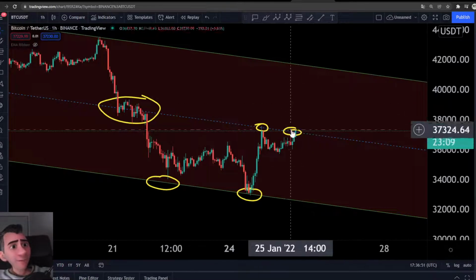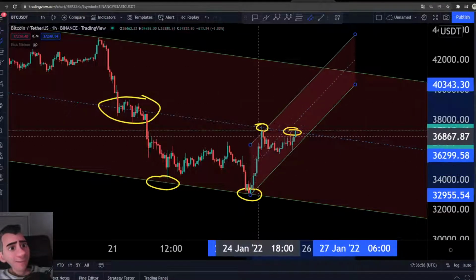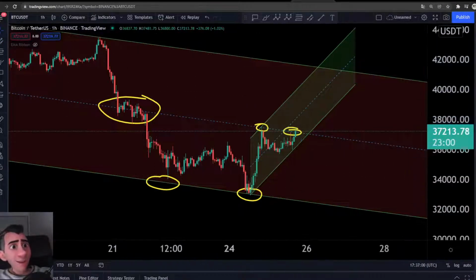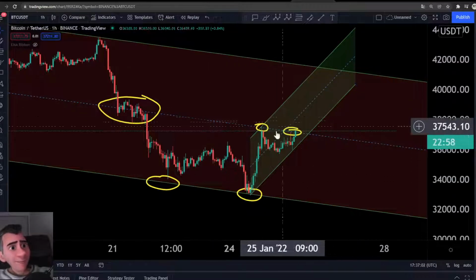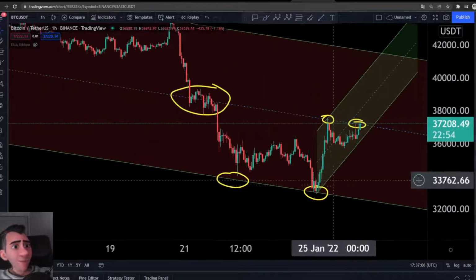Can we break out here over this middle line? Yes or no? We have a nice little uptrend. That's not so important, but it is. And yes, you can see it. Downtrend, parallel channel, uptrend, parallel channel, a little one. And that is the biggest thing to watch in the 1 hour time frame, in my opinion.